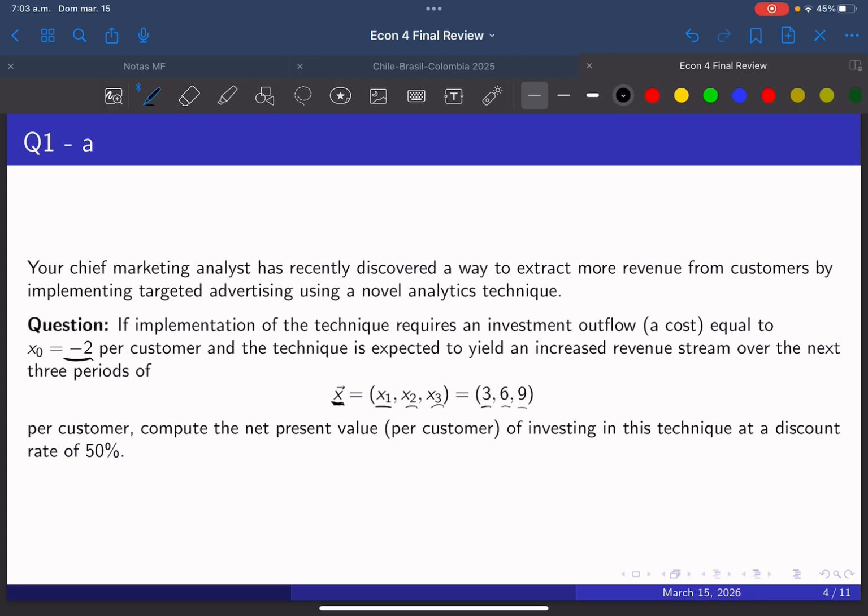Then we're asked to compute the net present value, at the per customer level, of investing in this technique at a discount rate of 50%. So pause here if you want to start working on this.